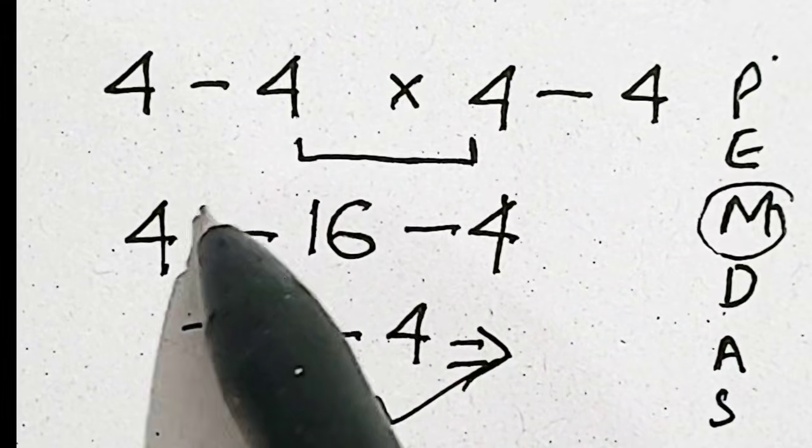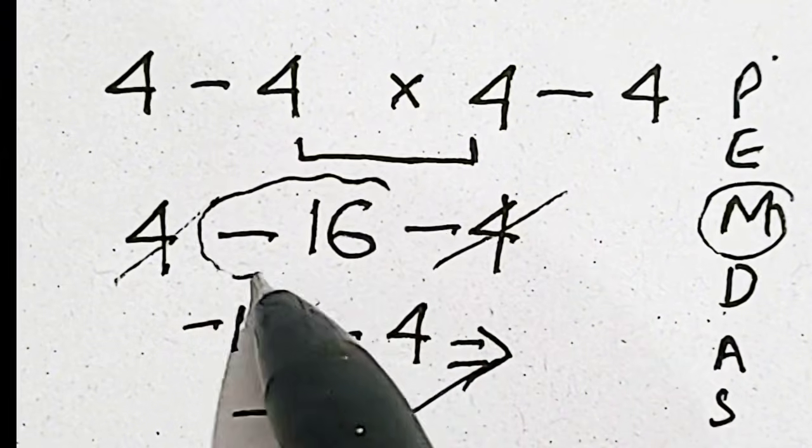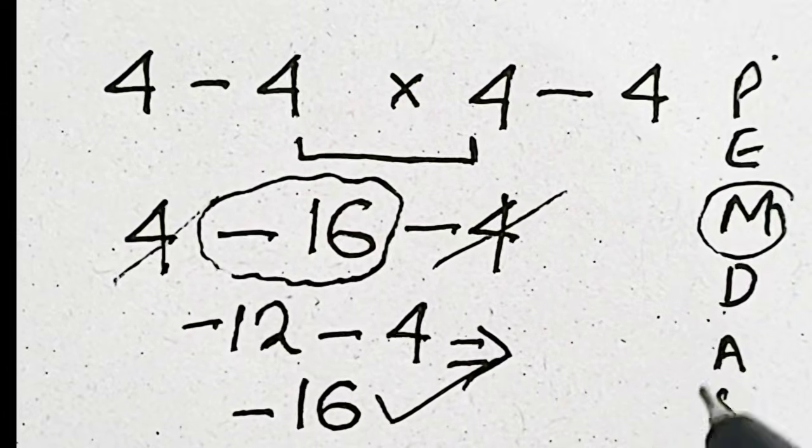Or you can simply cancel 4 and minus 4. So our answer will be again minus 16, which will be the correct answer for this PEMDAS based activity.